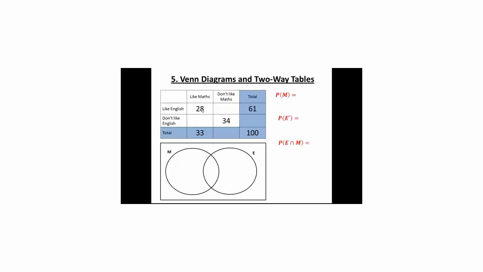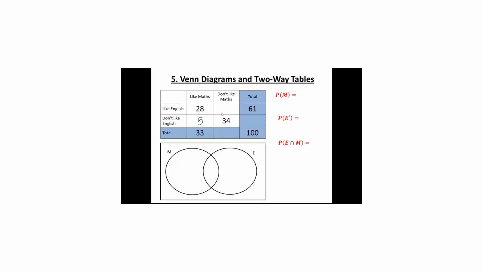Okay, so basically this splits the liking maths into two groups. Either they like maths and English, or they like maths and they don't like English. So that means if there's 33 people altogether that like maths, that means there was 5 of them that don't like English as well, because those two numbers have to add to 33.